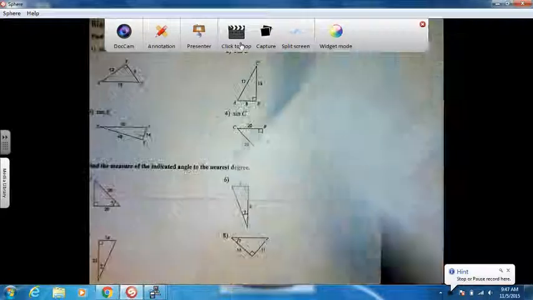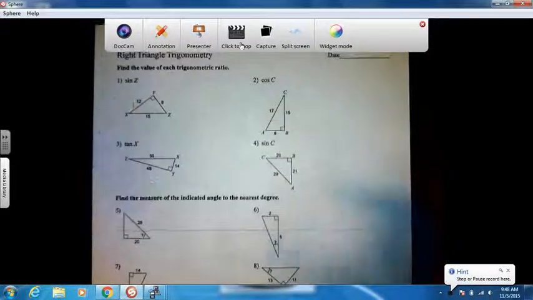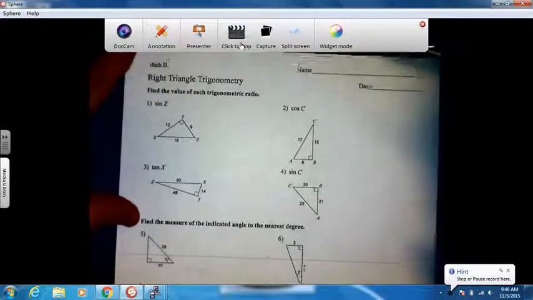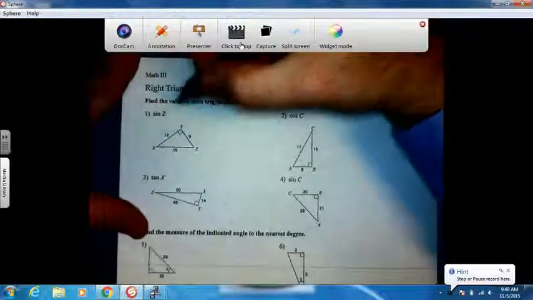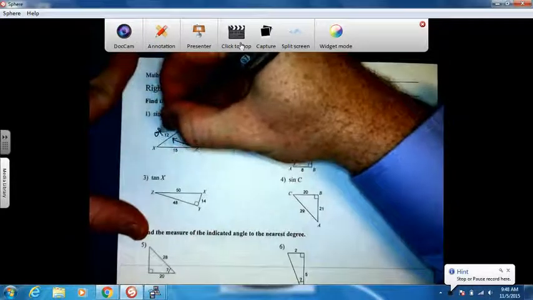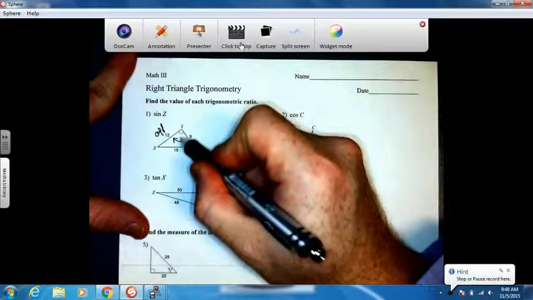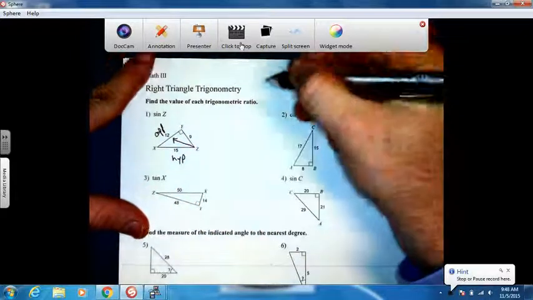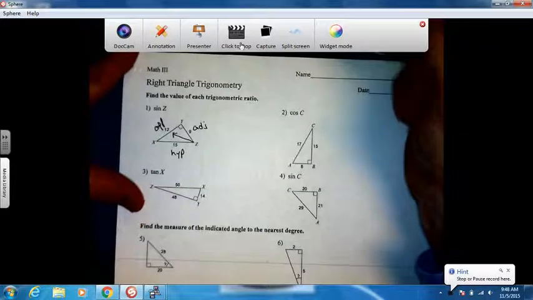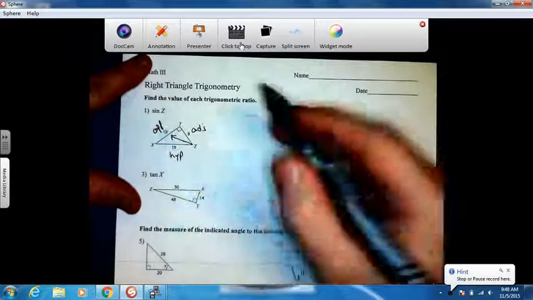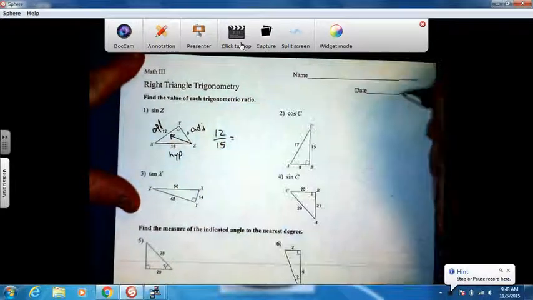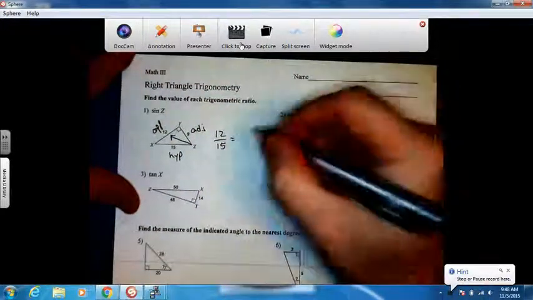Let's get going. So, number one, they want to talk about the sine of z. Since z is my angle that I'm using, I'm going to draw my arrow. That makes this the opposite side. That's the right angle, so this is the hypotenuse. All right, which means this is the adjacent. I will do this for every picture. So sine is opposite over hypotenuse. So 12 over 15, but we must reduce that. 3 goes into both of those, and we get 4 over 5.